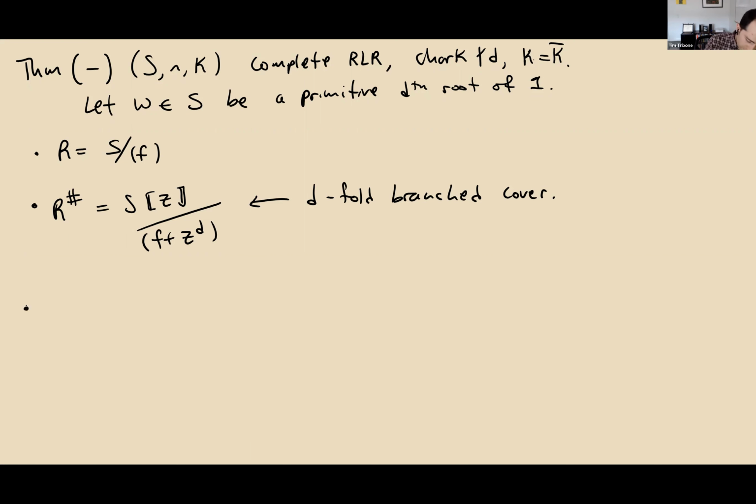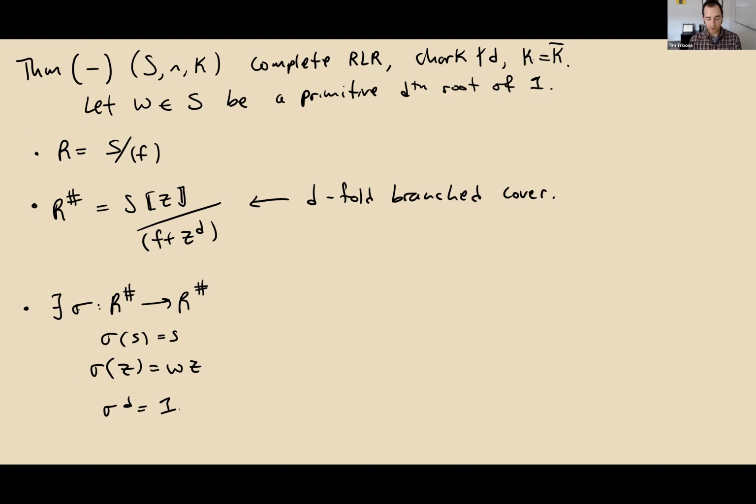Well, if you form this ring, the first thing you notice is that there exists an automorphism, just like before, which fixes S pointwise and sends z, instead of to minus z, to omega times z. You get an automorphism of R sharp of order d. So now you have a cyclic group of order d acting on this hypersurface ring R sharp. You go ahead and form the skew group algebra extremely similarly as before. It's the same construction, just a little more complicated now because you have a group of order d.